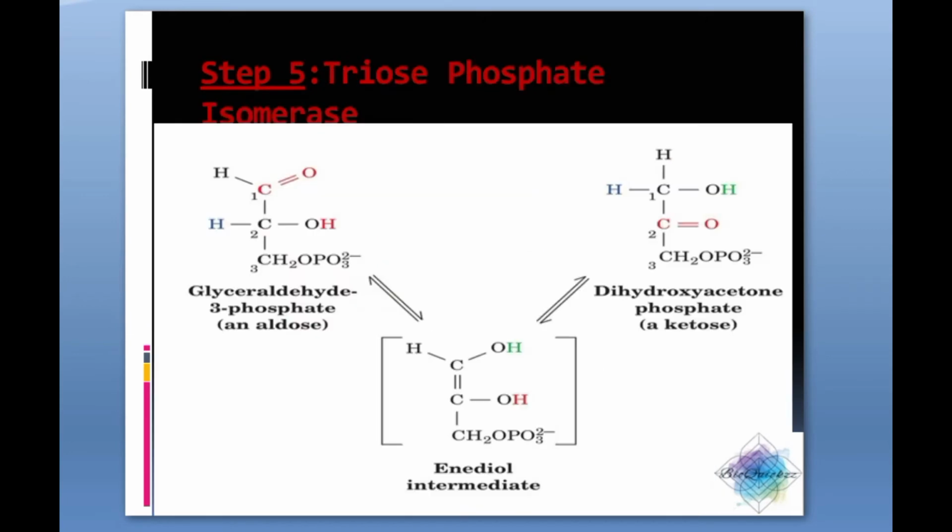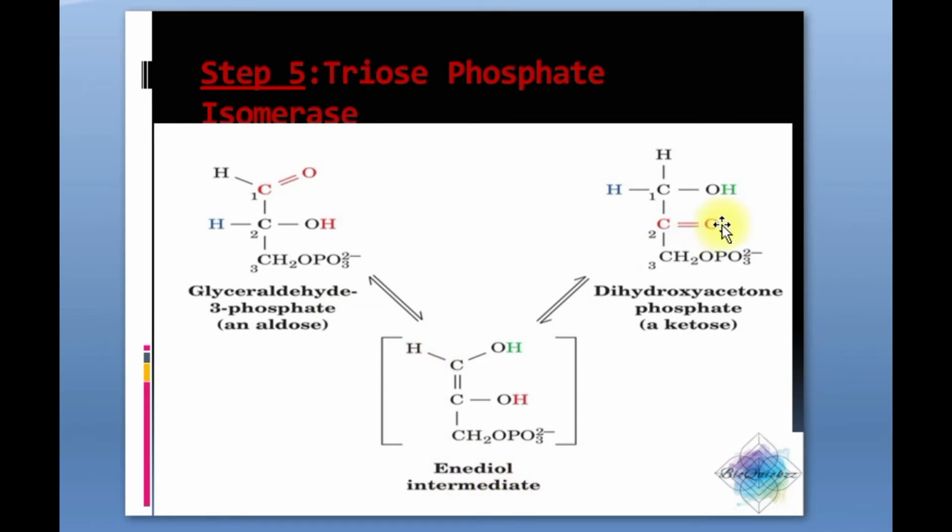Here step number 5, triose phosphate isomerase. The enzyme required in this reaction is triose phosphate isomerase. Here isomerization takes place between dihydroxyacetone phosphate, which is a ketose. It converts to an aldose, which is glyceraldehyde 3-phosphate. And the intermediate here is an enediol intermediate.